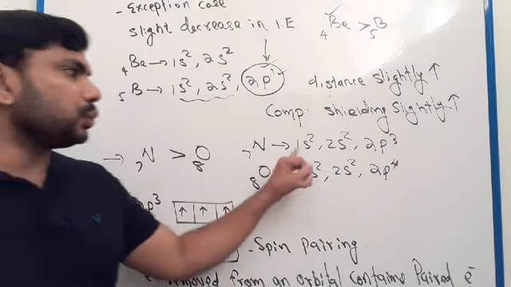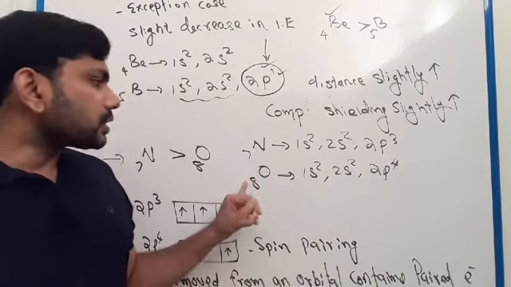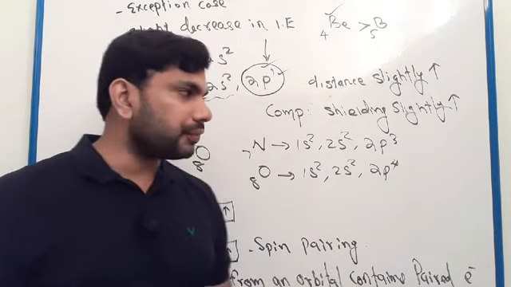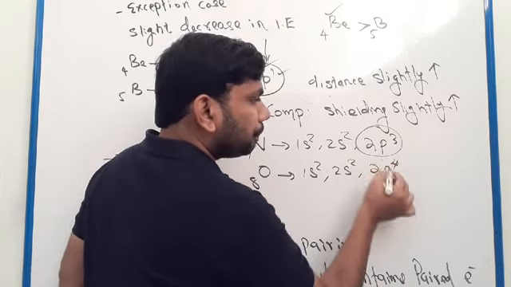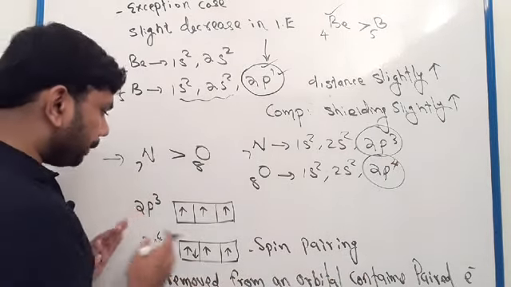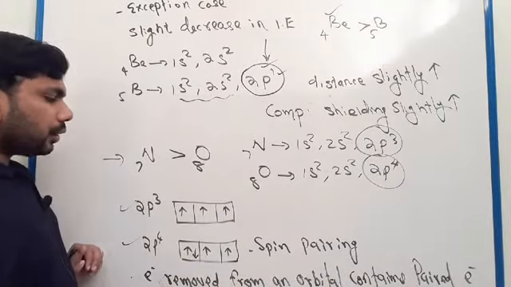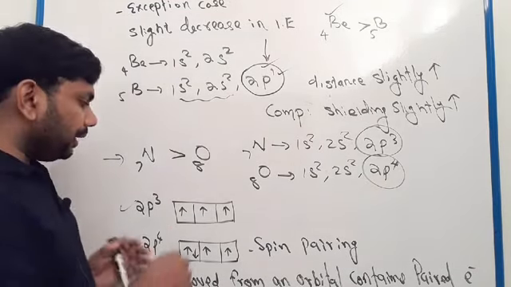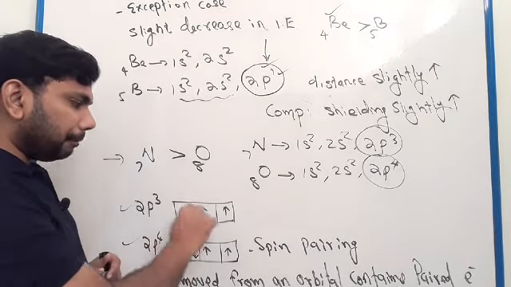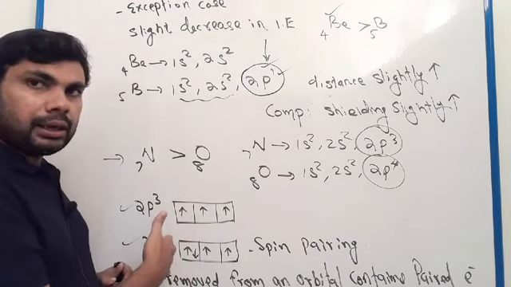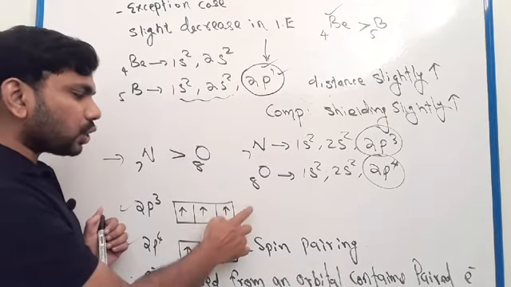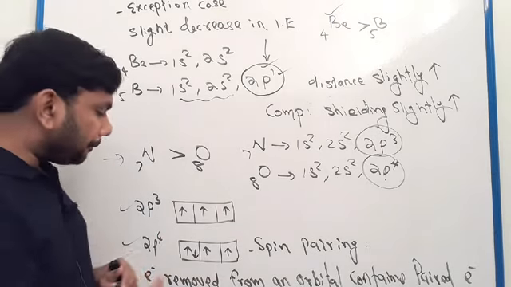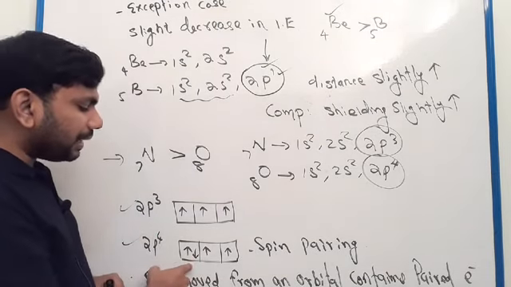Nitrogen 7: 1s2 2s2 2p3. Oxygen 8: 1s2 2s2 2p4. This is the subshell electronic configuration. So see here 2p3, here 2p4. I took this 2p3 and 2p4 here. As we learned before, we have to fill electrons singly first, and only then pair. So in 2p3 no pairing occurs. There is no pairing, but in 2p4 there is pairing.